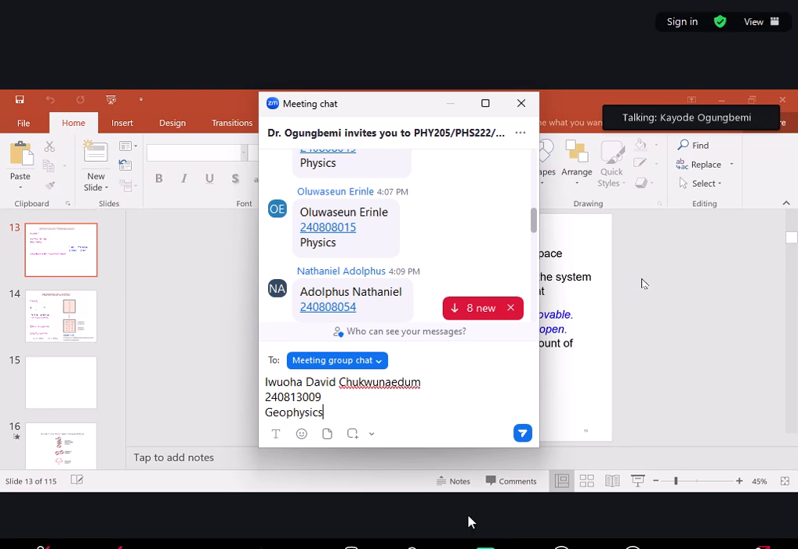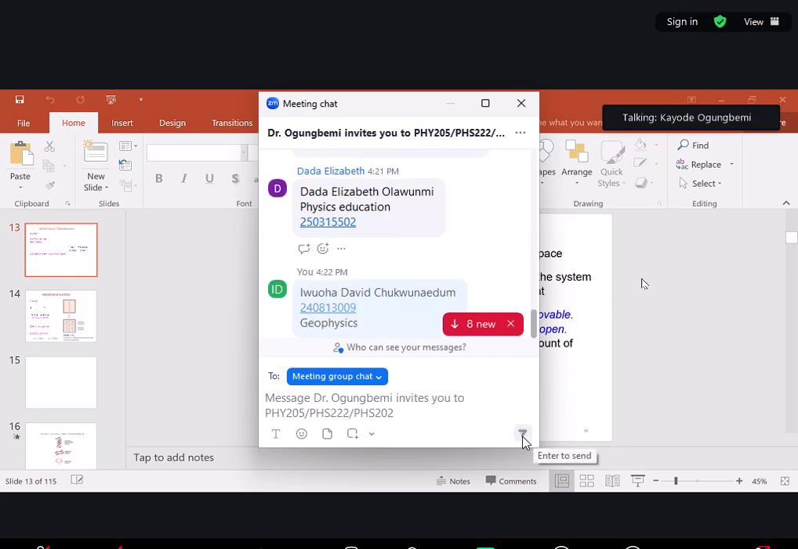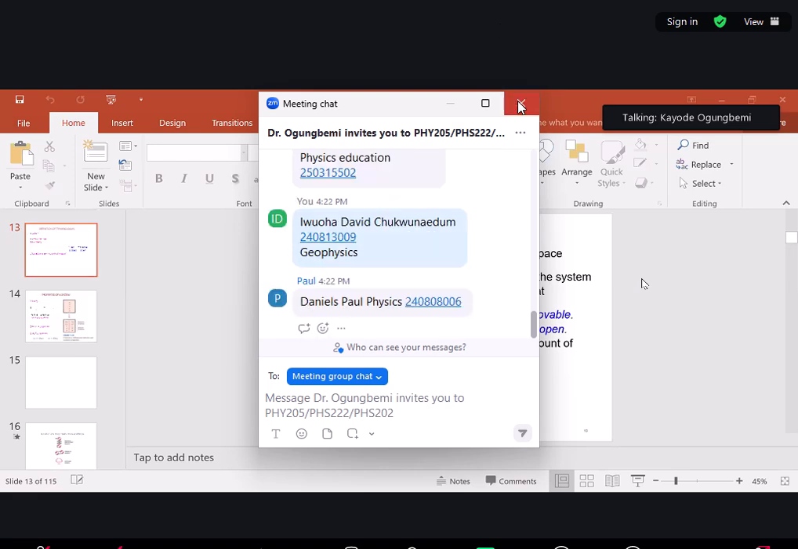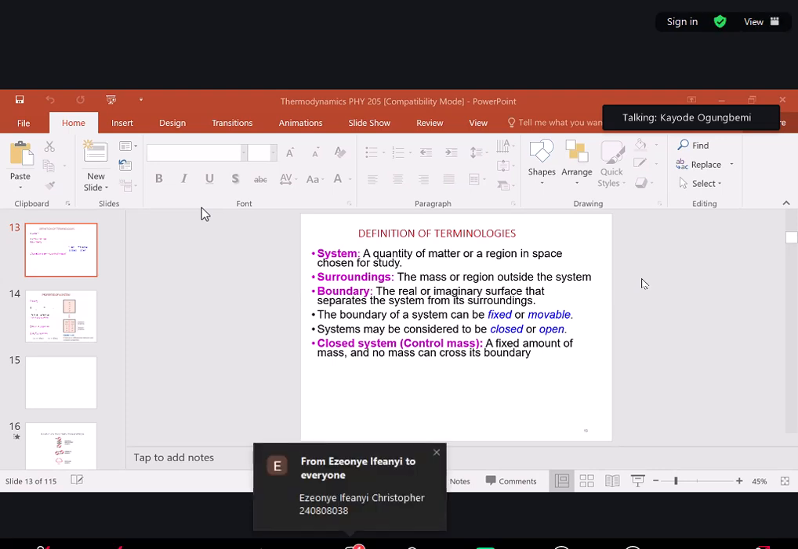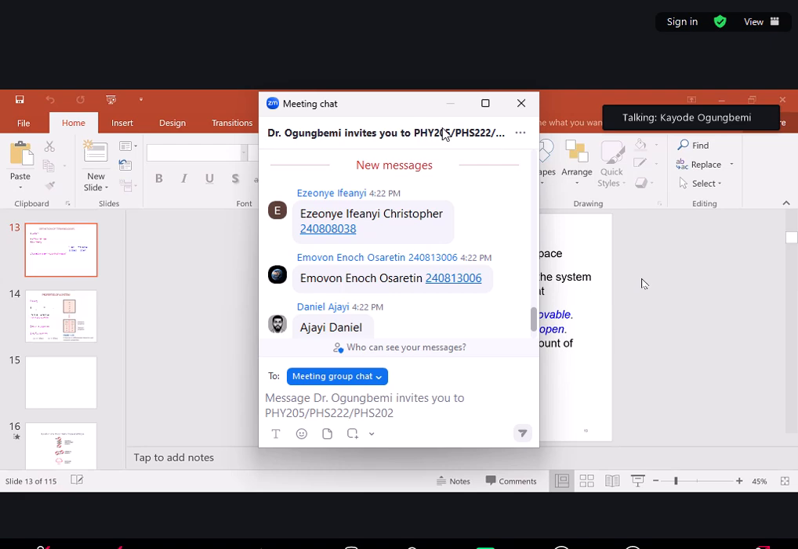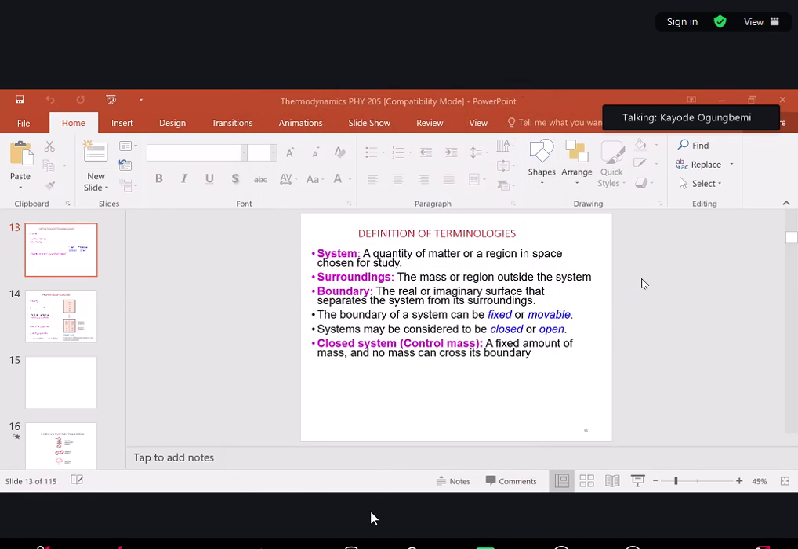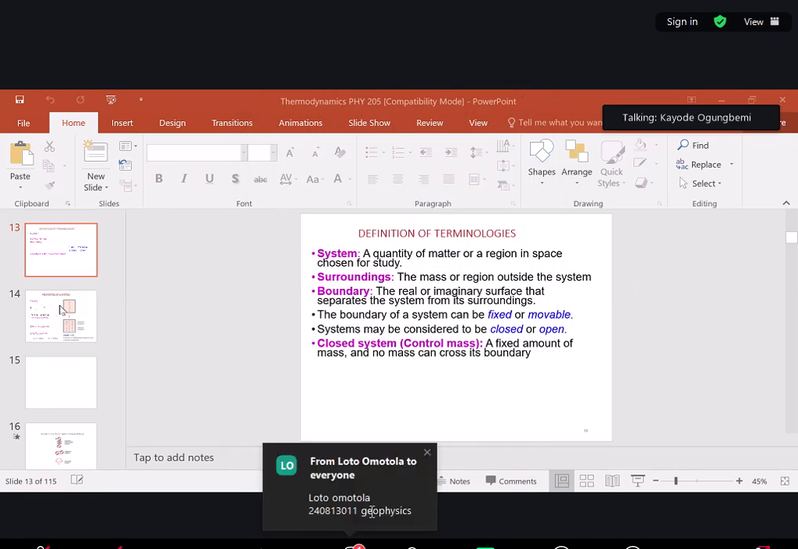Thank you. So boundary, we define the boundary as the real or imaginary surface that separates the system from its surrounding. And we say boundary can be fixed and boundary can be flexible, movable boundary, fixed boundary. We also talk of systems that may be considered as closed system, open system, isolated system. We have different types of system, and then system can also be under control. We talk about that.